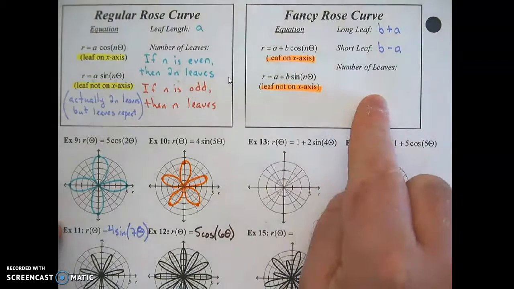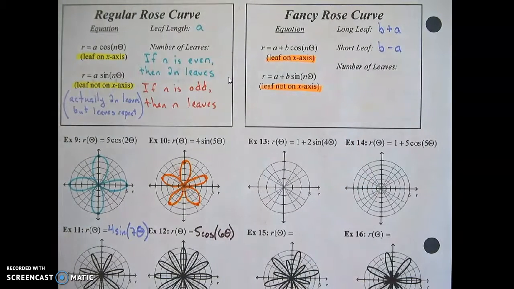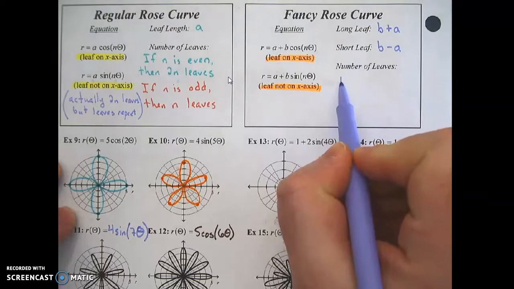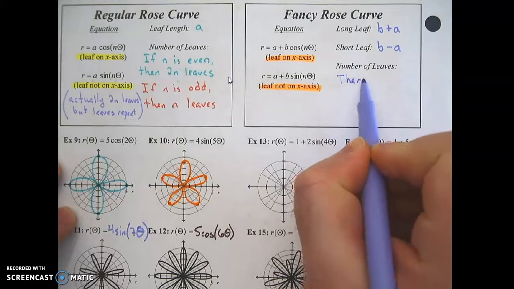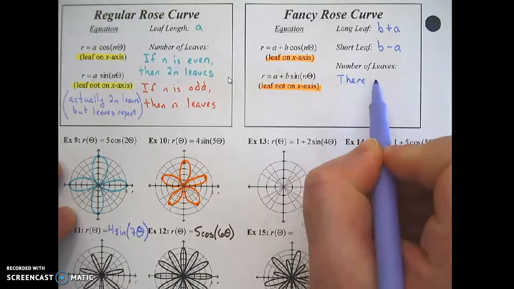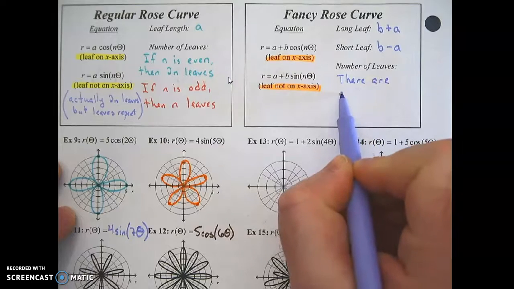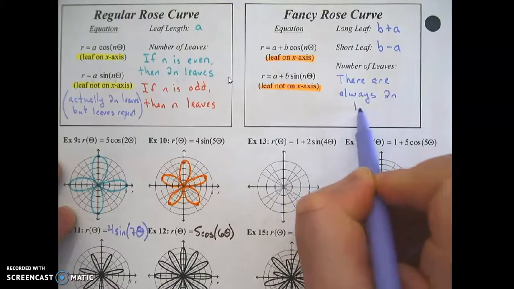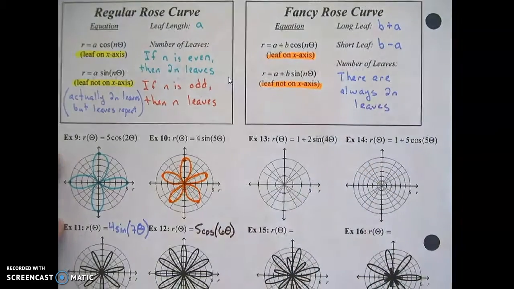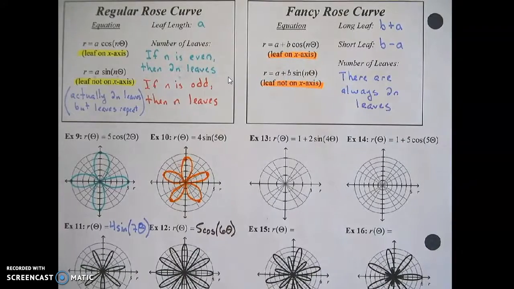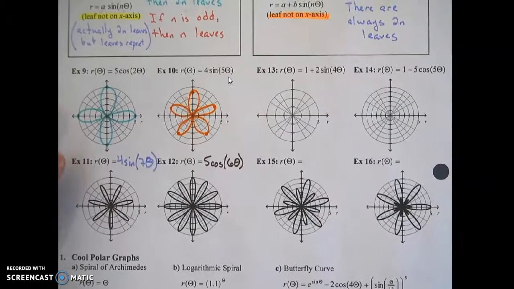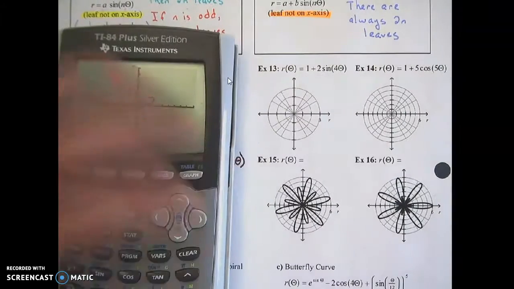And then when it comes to the number of leaves, this time there are always 2n leaves. So whatever n is, there's always going to be twice as many leaves. Okay, so I would recommend trying to pause here and trying to sketch these and see if you can do it. I would probably use a calc. It's just to double check. You probably can get a pretty good idea.